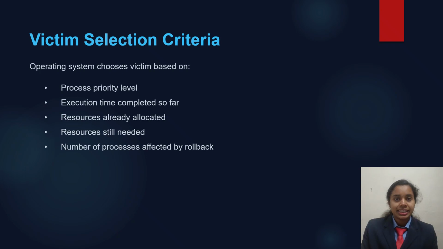Victim selection criteria. The operating system chooses the victim based on the process priority level, execution time completed so far, resources already allocated, the resources still needed, and the number of processes affected by rollback.